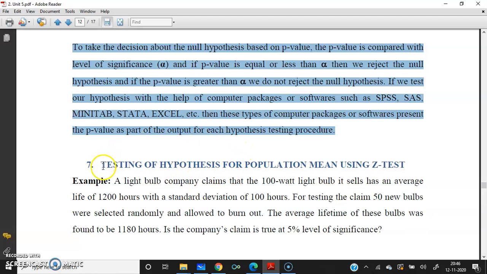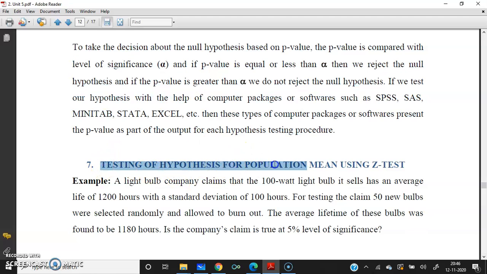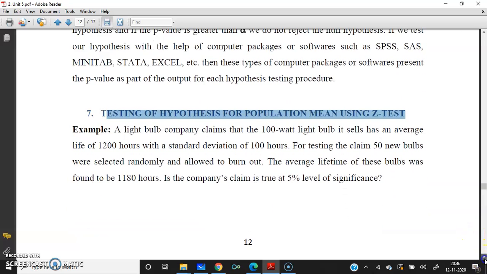Now we'll go to the question: testing of hypothesis for population mean using the z-test. We have seen it already, but once more we'll see how we take the decision using the z-test. The population mean is taken, right? So look at this question.